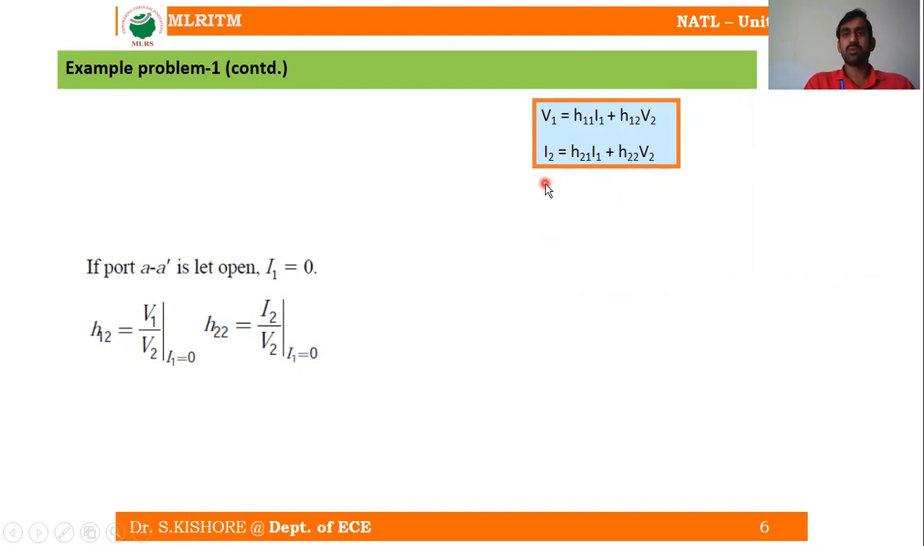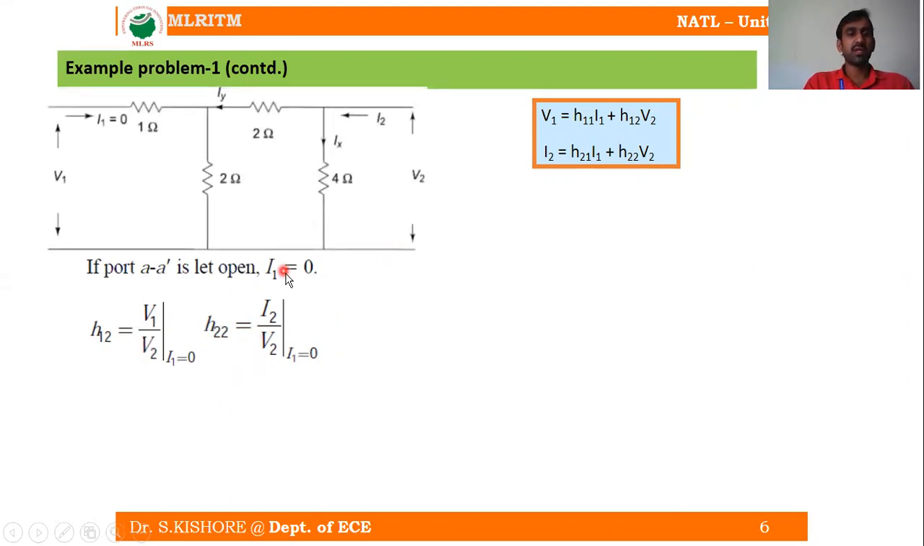And H22 is going to be equal to I2 by V2. I2 by V2 is nothing but the admittance, and I2 and V2 are both related to the output. So it is nothing but the output admittance, with the input open circuit, so the open circuit output admittance. It is measured in ohm inverse, or mho, or Siemens. H12 is a dimensionless parameter here.